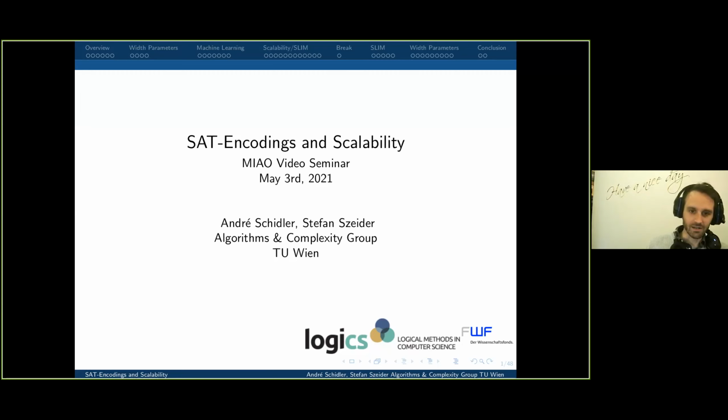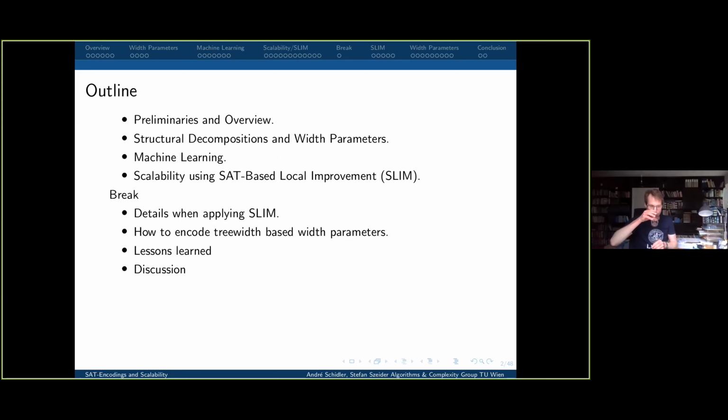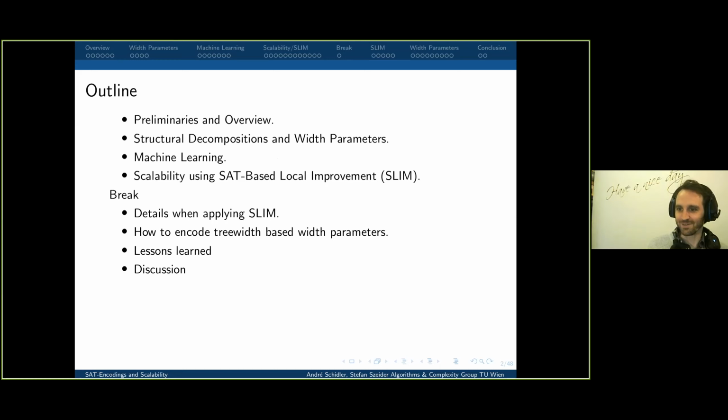Okay, great. So this is work with my advisor, Stefan Szeider, and the main part I'll present goes back to his idea from a few years back. As you already said, the structure of the talk is one hour that is a bit more superficial, and then a break, and then one hour where I hope the discussion is the main part. Starting with some preliminaries and overview, given the crowd, it's probably a bit unnecessary, but still I will go with some basics.